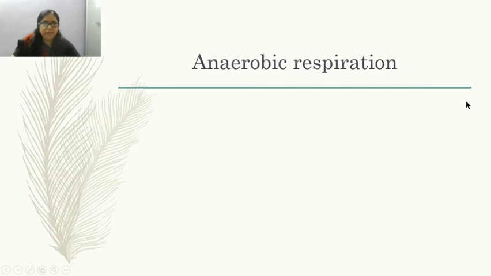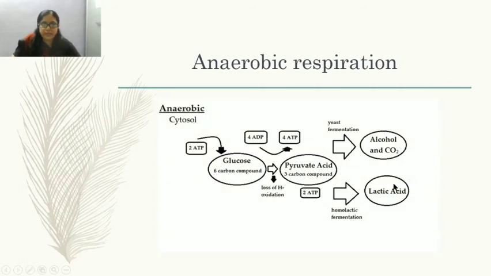Let us see the anaerobic respiration and its chemical reaction, and the steps involved. First we will see the steps involved in anaerobic respiration. Anaerobic respiration has the first step similar to aerobic respiration. This is glycolysis, and it is also taking place in the cytoplasm.